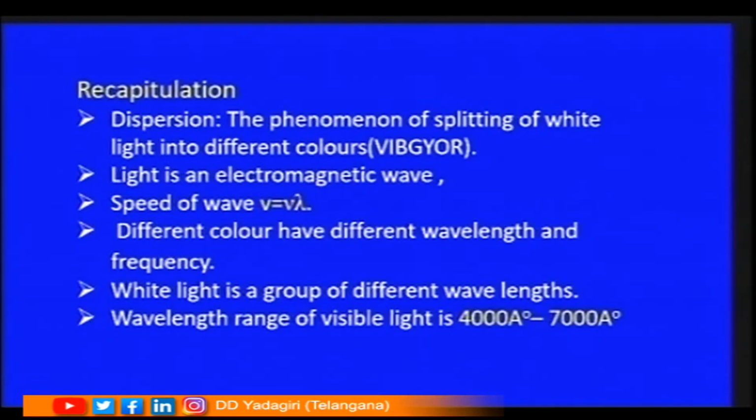Okay children, observe here. Dispersion. What is dispersion? The phenomenon of splitting of white light into different colors is known as dispersion. Light is an electromagnetic wave, and the speed of the wave v equals nu lambda. Here nu represents the frequency of the wave and lambda represents the wavelength of the wave. Different colors have different wavelengths and frequencies. White light is a group of different wavelengths. The wavelength range of visible light is 4000 to 7000 angstroms.